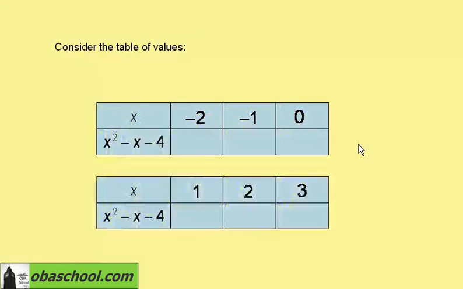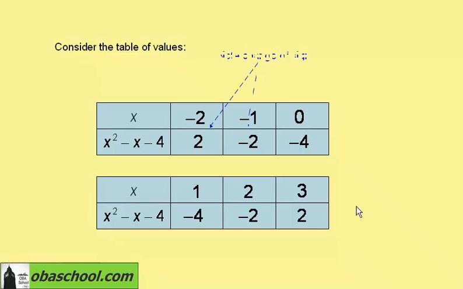Consider the table of values. Here we have some x values and some values of x squared minus x minus 4. If x is equal to minus 2, the function evaluates to give 2. If x is minus 1, it evaluates to give minus 2. At 0 it gives minus 4. At 1 it gives minus 4. At 2 it gives minus 2. And at 3 it gives 2. Note the change of sign here.